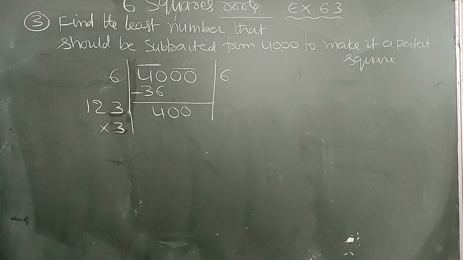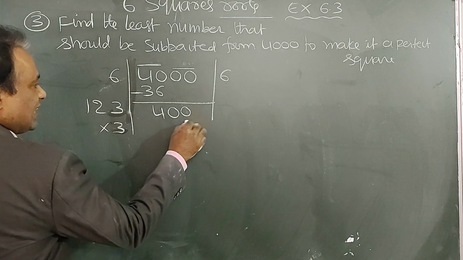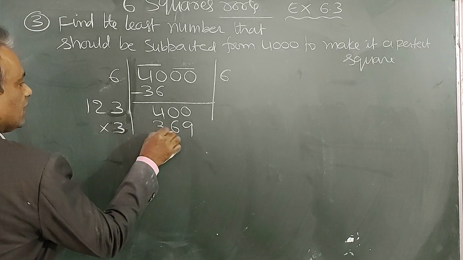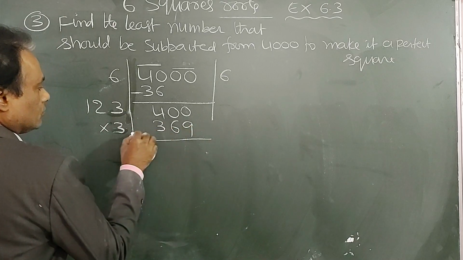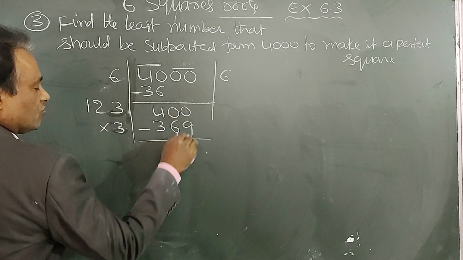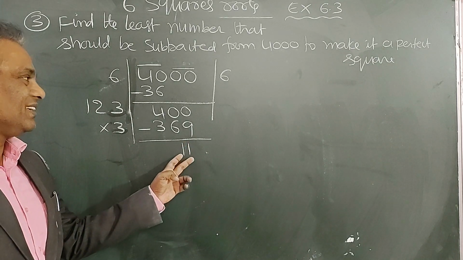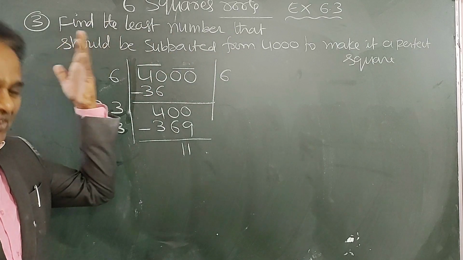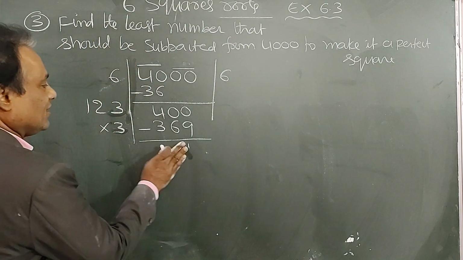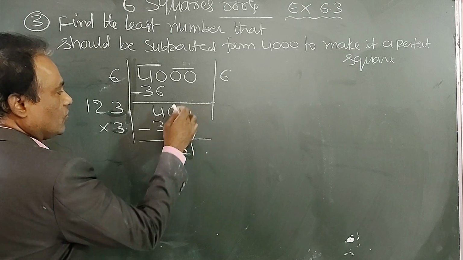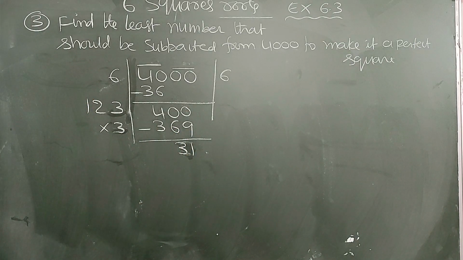Three threes are 9, 3 twos are 6, 3 ones are 3. First time we got the remainder. Because it is not a perfect square. It is in the question itself it is given. Sorry, this is how much? 31. 400 minus 369 is 31.